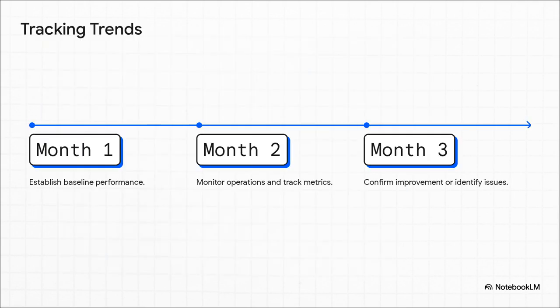But here's the thing, a single calculation all by itself is rarely enough. Management has to rely on trend analysis over time. You establish a baseline in month 1, monitor operations in month 2, and then by month 3, you can definitively confirm if there's an improvement or identify any emerging issues. Watching that trend is what really turns raw numbers into actionable management decisions.